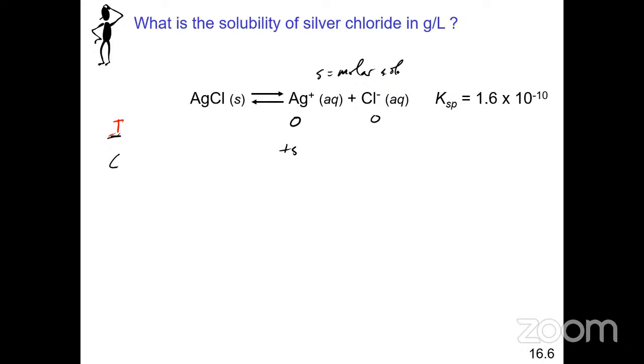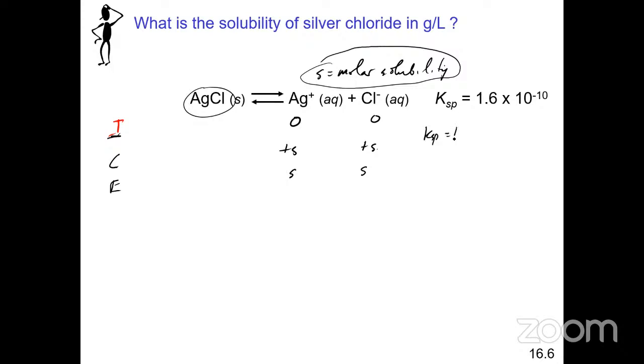All right? So basically what that means is that S represents the amount or the concentration of the silver chloride that goes into solution, which means that the change in the concentration of silver ions would be plus S. And because of the 1-to-1 mole ratio between the silver ions and the chloride ions, that would be plus S as well. So at equilibrium, you're going to have S and S here, right? Now, KSP would be equal to the concentration of Ag plus times the concentration of Cl minus, right?